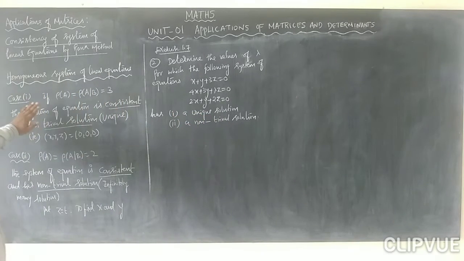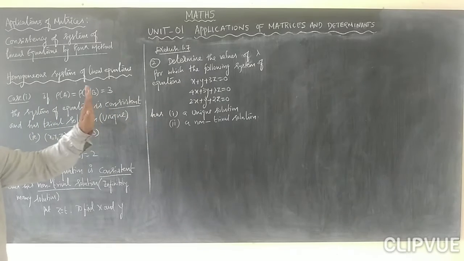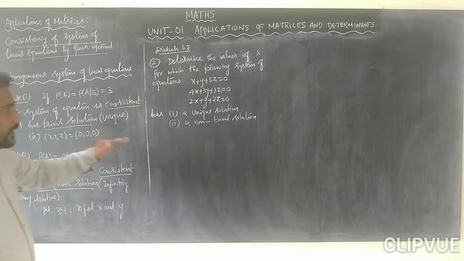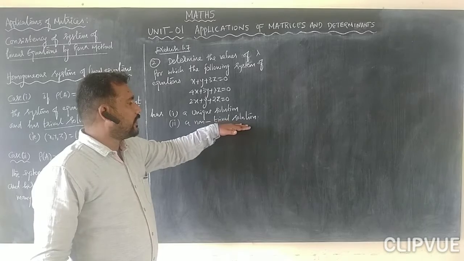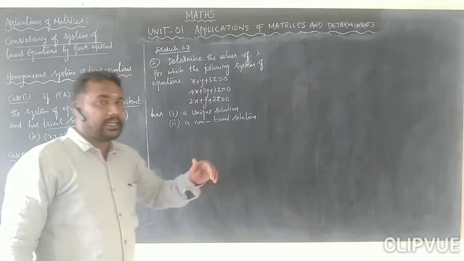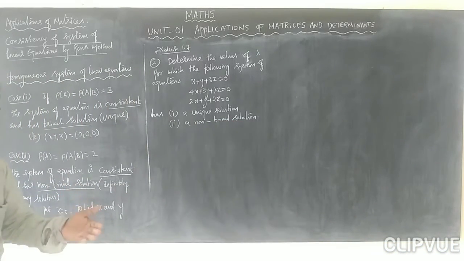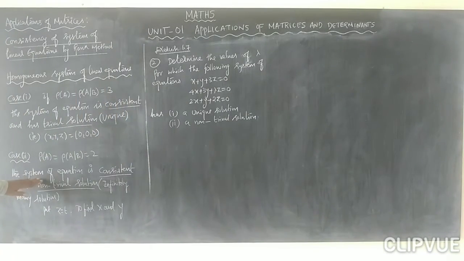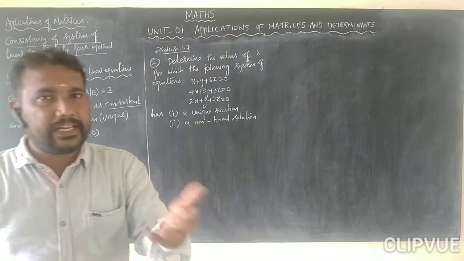Trivial solutions. Definition: ρ(A) = ρ(A|B) = 3. The system of equations is consistent and has a trivial solution. Trivial solution means unique solution. Therefore, (x, y, z) = (0, 0, 0). Next, part 2, non-trivial solution. Non-trivial solution condition, case 2: ρ(A) = ρ(A|B) = 2, rank of the matrix is 2. The system of equations is consistent and has a non-trivial solution. Non-trivial solutions means infinitely many solutions.